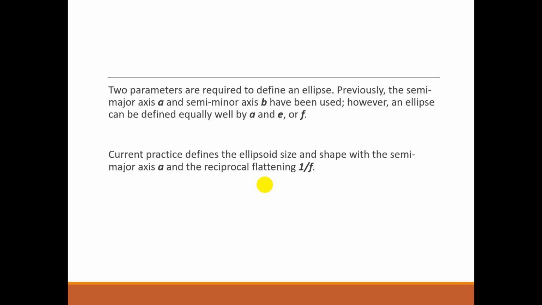Two parameters are required to define an ellipse. Previously, the semi-major axis a and semi-minor axis b have been used. However, an ellipse can be defined equally by a and e or f. Current practice defines the ellipsoid size and shape with the semi-major axis a and the reciprocal flattening 1 over f. The reciprocal flattening is normally used when referring to ellipsoids to do with the Earth and is calculated based on the semi-major and the semi-minor axis lengths.